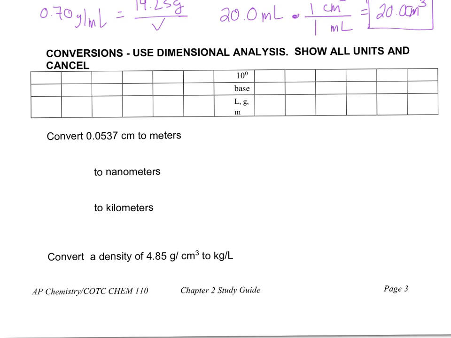So those factors are always 10 to some power. So if it's 10 to the 0, which is just 1, then you're at your base unit. So let's look at the left side. If you multiply your number by 10 to the 1, that is called a deca.